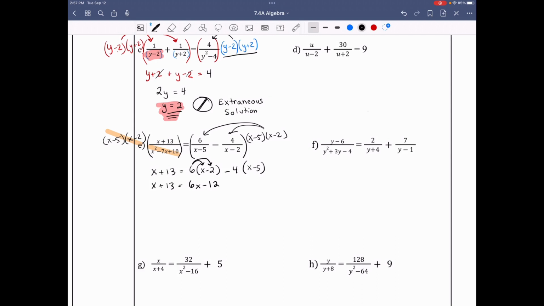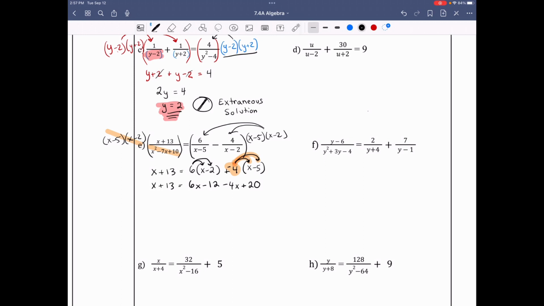And now we're going to distribute this whole thing. So I'm going to just change this to plus negative 4 so that you know that when you're distributing, it's the whole negative 4. Negative 4 times x is negative 4x, and negative 4 times minus 5 is positive 20.